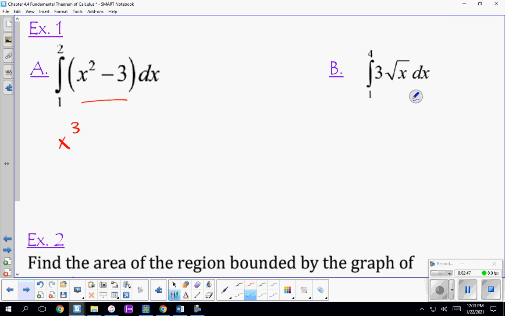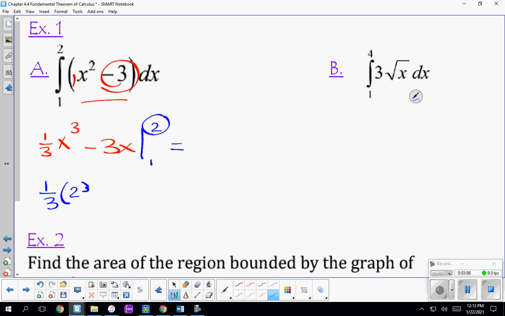I'm going to add 1 to my exponent, take the original coefficient and divide. Then, since that's a constant, I'm going to give it an x, and I want to evaluate this from 1 to 2. This means we first plug in 2, so I'll get 1/3 times 2 cubed minus 3 times 2. Now I'm going to subtract, and now I'm plugging in the 1.